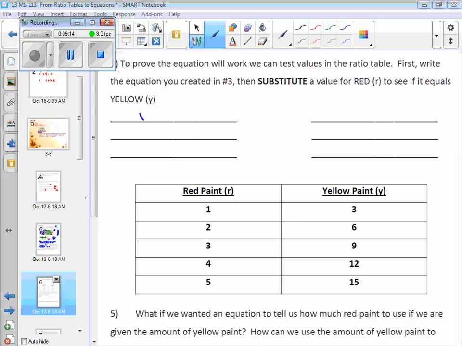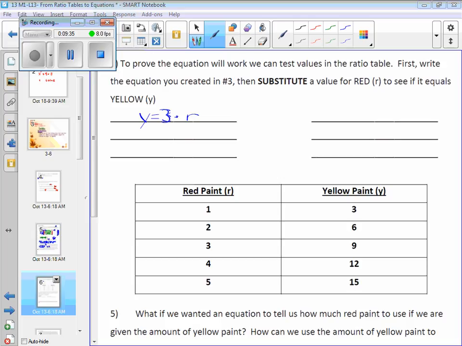Okay, so if you go to the next page, here's what we're going to do. I want you to rewrite the equation we formed on the previous page. I'll use the dot. I don't want to confuse you just yet. I just don't want you to use the X right now. I want you to use the dot. And just know that that dot means to multiply. We're going to see if the equation works.